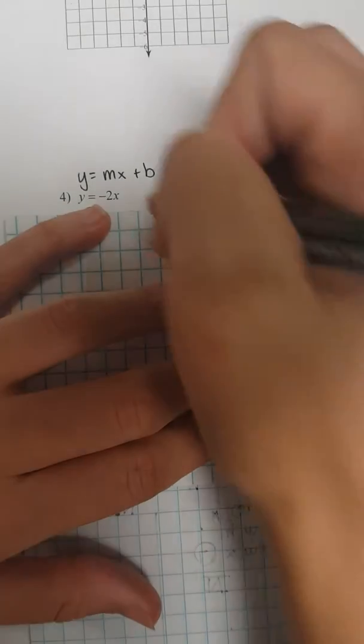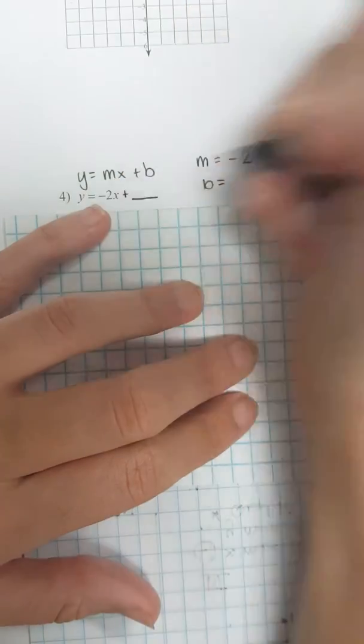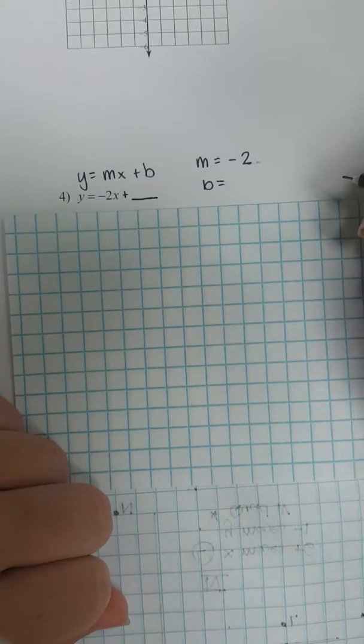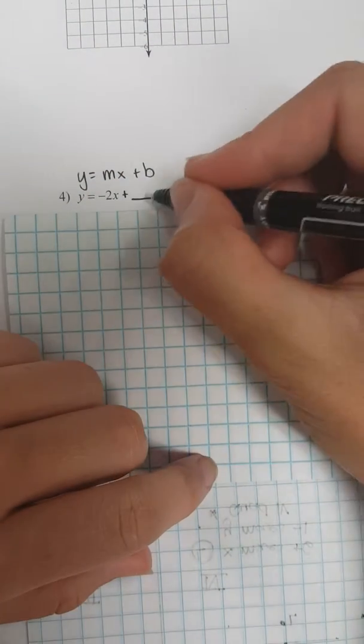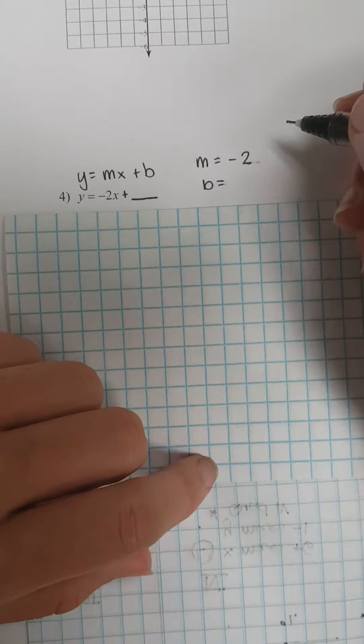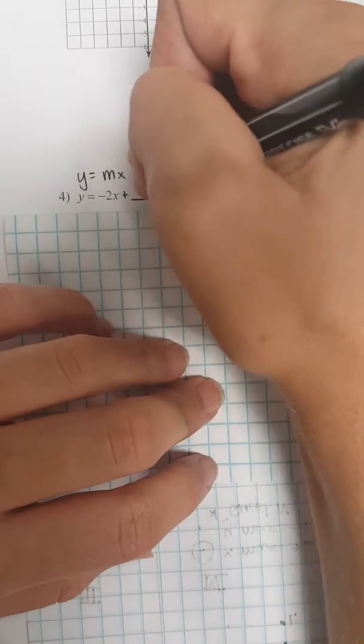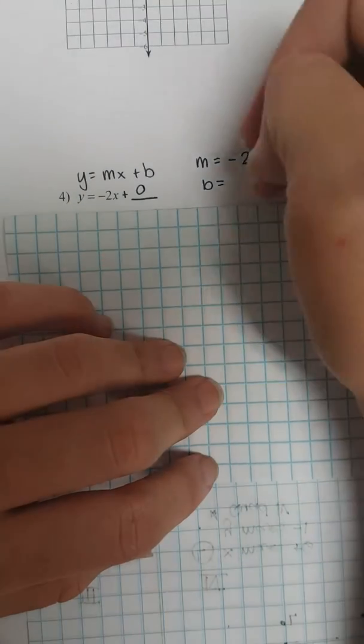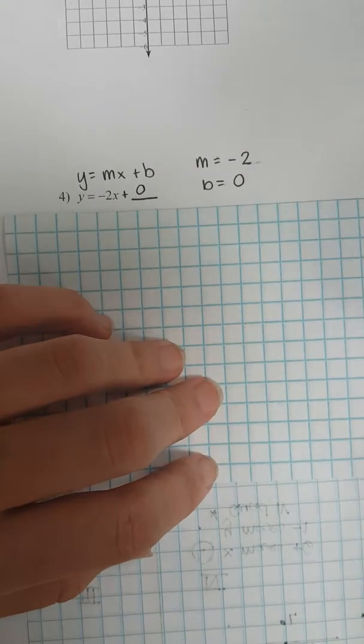Now we need to know our y-intercept. What's being added right here? If it just says -2x, what is being added to it? It's kind of weird, but it's 0. So what's my y-intercept? 0.